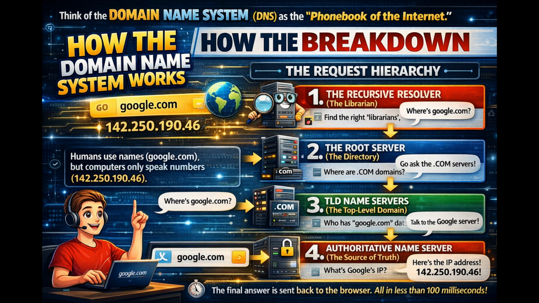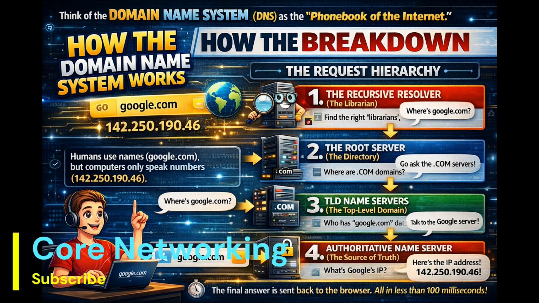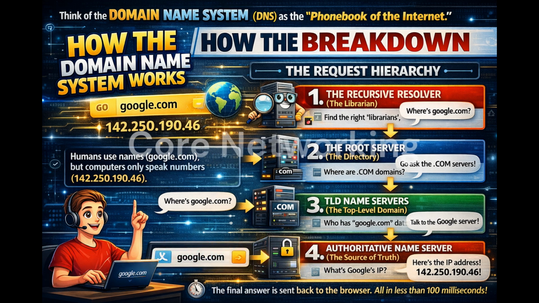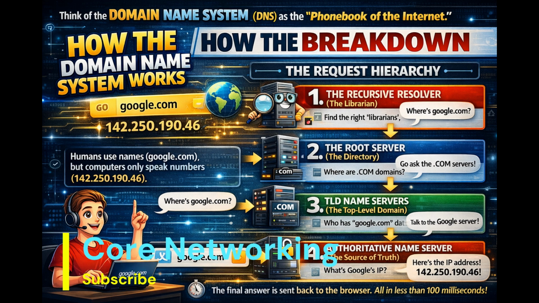If it's HTTPS, a TLS handshake happens next. This is where encryption keys are exchanged to secure the communication. Now your browser sends an HTTP request like GET to the server. That request is broken into small chunks called packets.